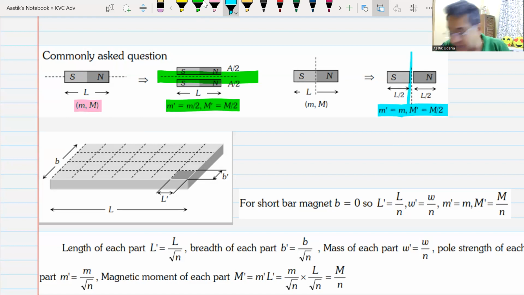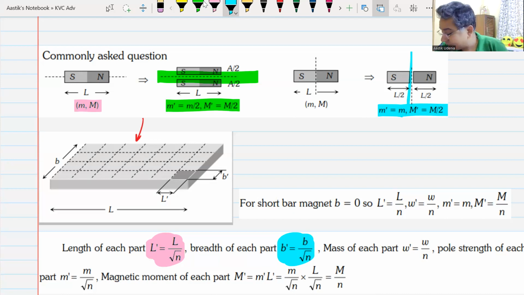First listen to me, then I'll give you time to write, don't worry. Do you understand this? Yes. Now, if you have a bigger bar magnet like this, and you break it up into small parts, the length of the bar magnet is L, the breadth of the bar magnet is B. Then you can see one such part will have a length equal to L by root over N, yes or no? Yes. We understand this, everyone? The breadth of each part will be B divided by root over N.